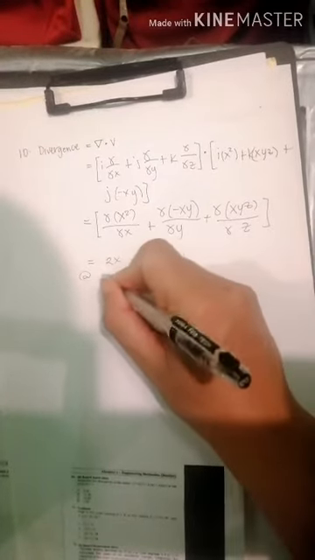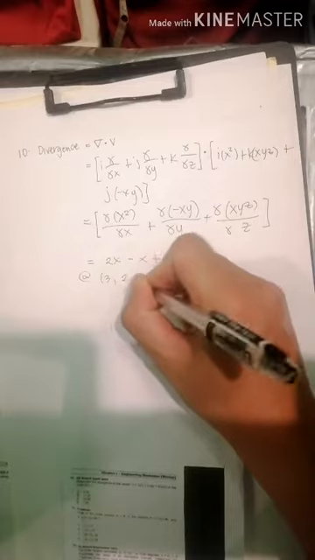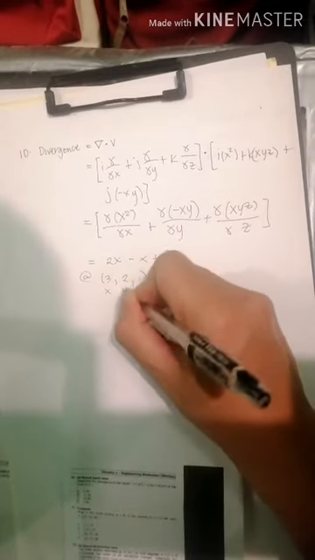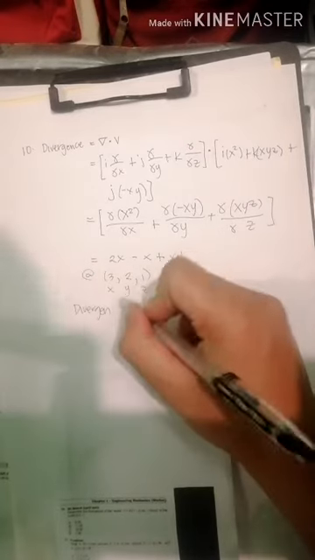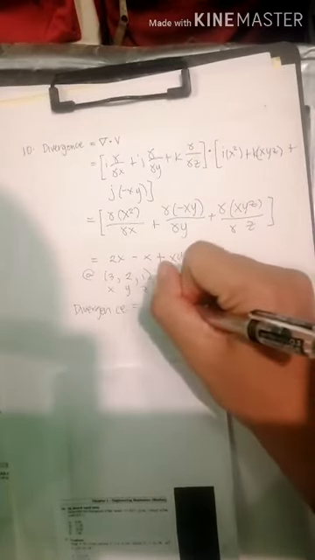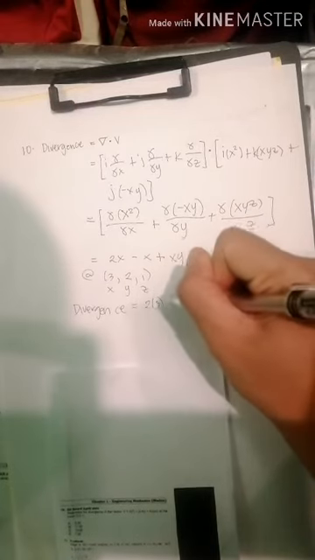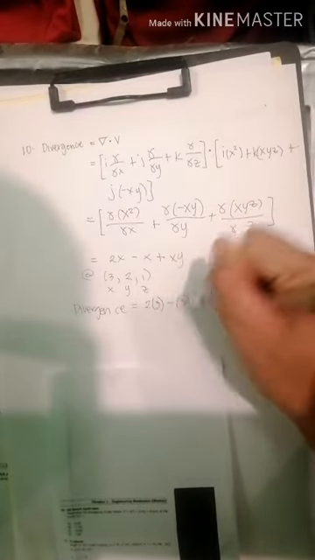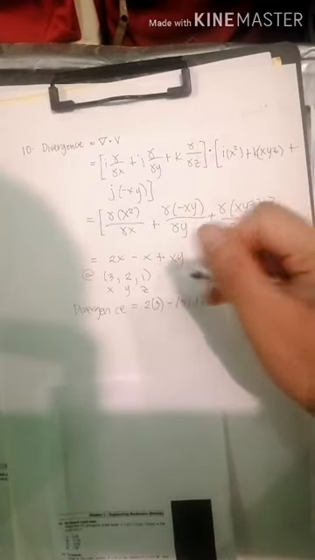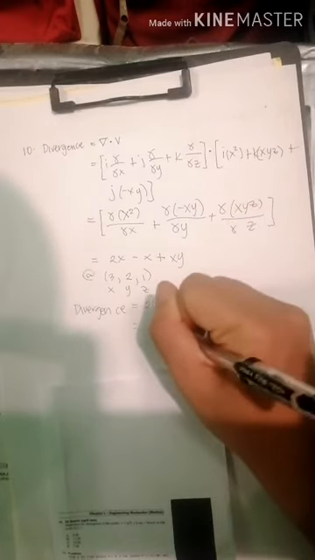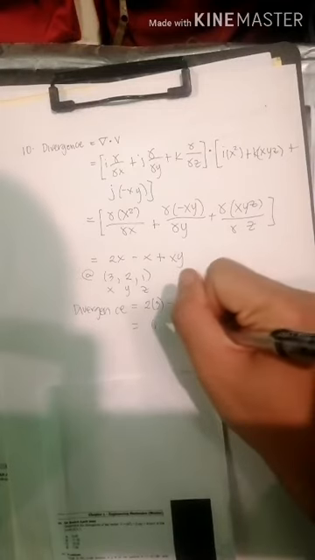So substituting the point at 3, 2, 1. So ito yung x, y, ito yung z. So, divergence is equals to 2 times 3, plus 3 times 2. 6 minus 3 plus 6. So, 9.